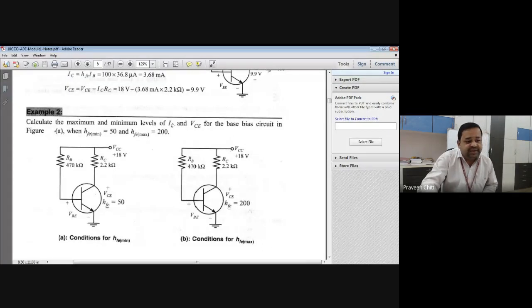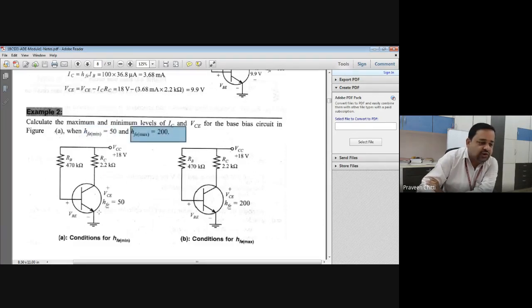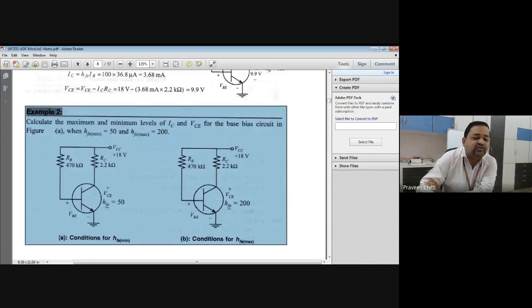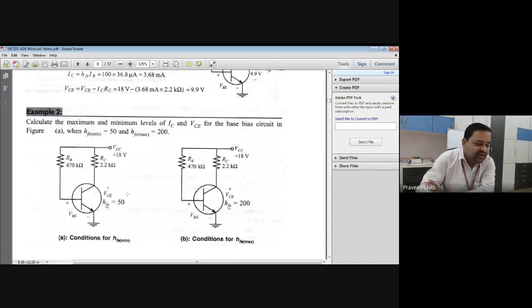Calculate the minimum and maximum levels of IC and VCE for the circuit shown, considering HFE min equal to 50 and HFE max. Means you have to solve the same example 2 times. Once by considering the value of beta as 50, another way by considering the value of beta as 200. Assume that you are doing 2 different examples now. HFE is nothing but beta. In one, beta is 50. Here beta is 200.